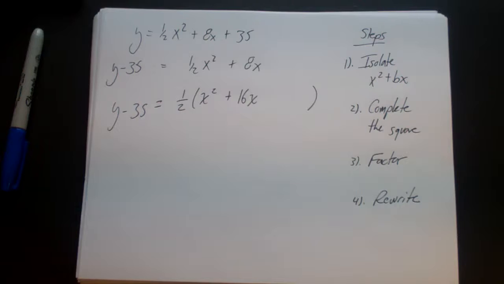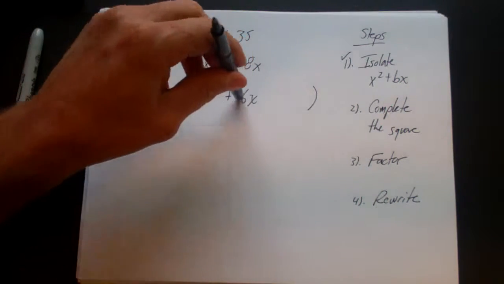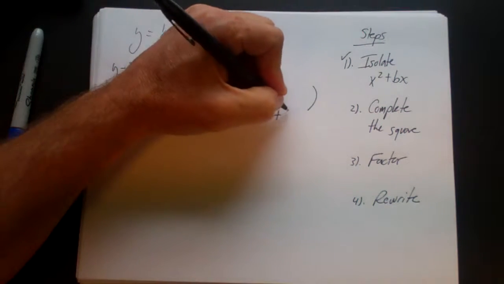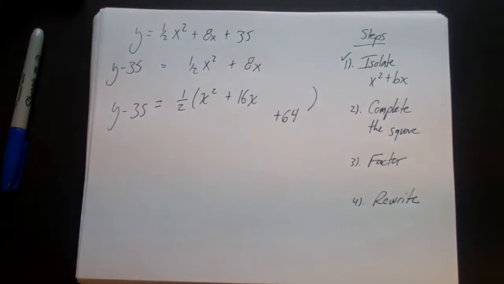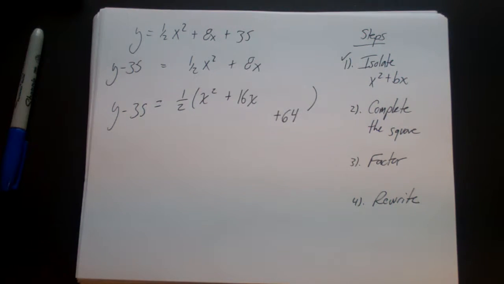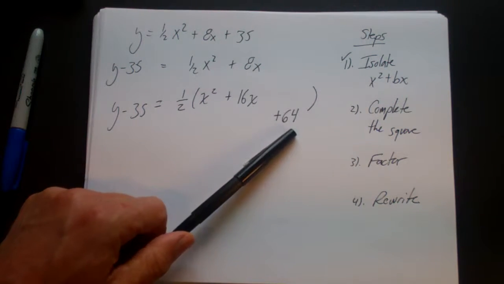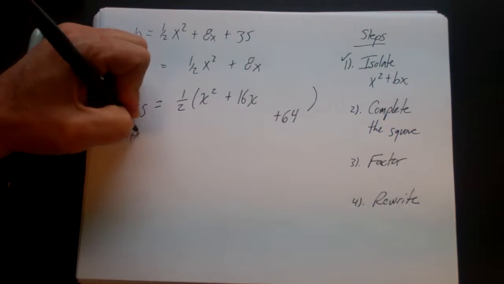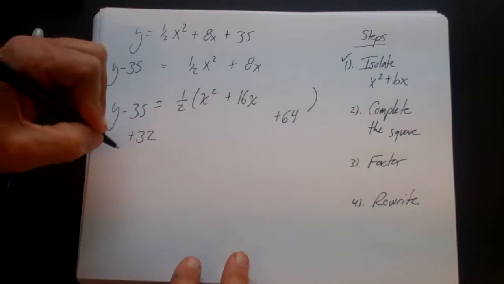That's your first step, right? First step, isolate x squared plus bx. We have it right here. Next step is complete the square, so we look at b. b is 16. We halve it. Half of 16 is 8, and 8 squared is 64. So we're going to add 64 right here. Now, whatever I do to one side of the equation, I have to do to the other side, but I'm not really adding 64. I'm really adding 64 times 1/2, so I'm really adding 32, so I'm going to add 32 to this side.